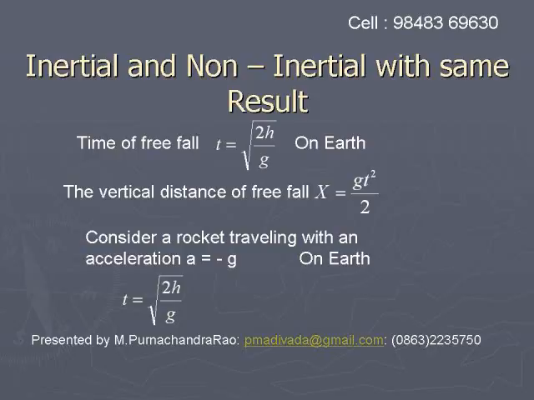Consider a rocket traveling with an acceleration a equals minus g. In this rocket also, we notice that the time taken for free fall of a body is equal to square root of 2h by g, or the free fall distance x will be equal to half g t squared. We notice that the equations will be the same both in the inertial frame as well as in the non-inertial frame, which is accelerated at the acceleration due to gravity.